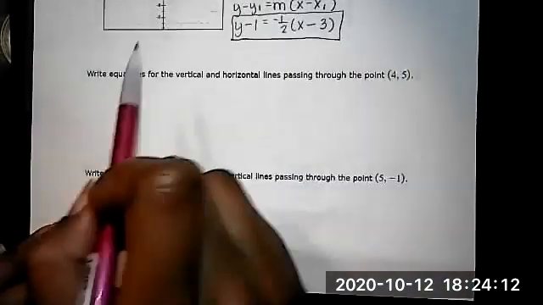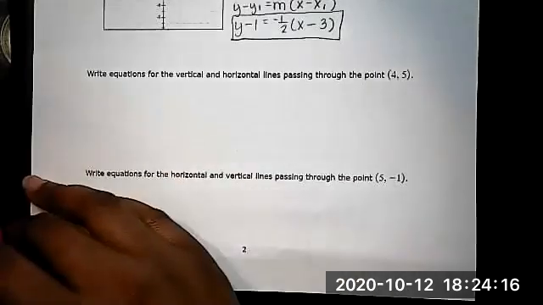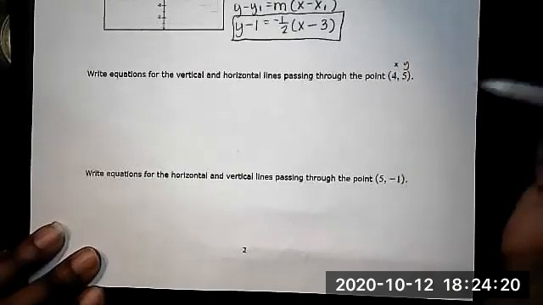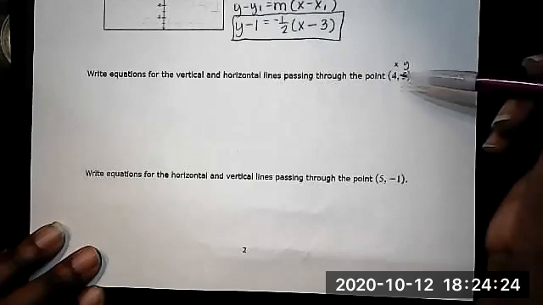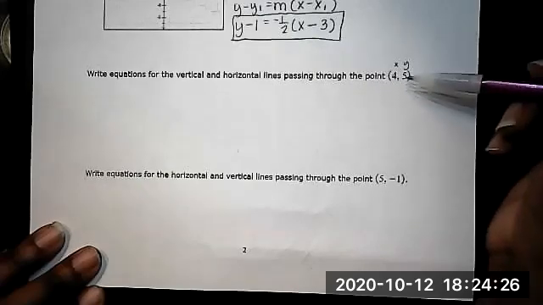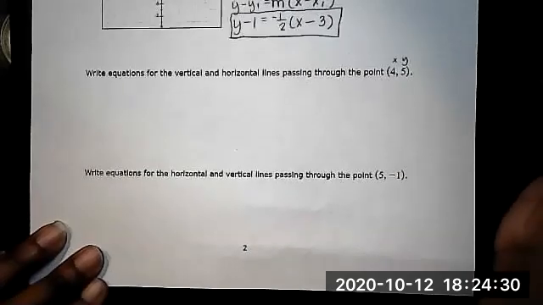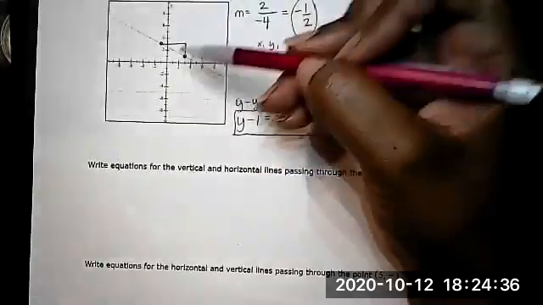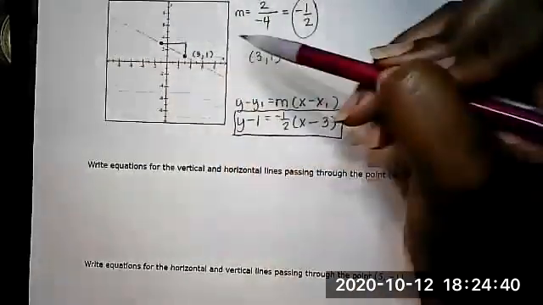All right, so here, write equations for the vertical and horizontal lines passing through the point. So they have the point 4, 5. X is 4, y is 5. They want the horizontal and vertical lines. Now, if you had a vertical line, you'd have x equals. How do you know? Because a vertical line, if you look up here at this graph, goes up and down. Horizontal goes side to side.